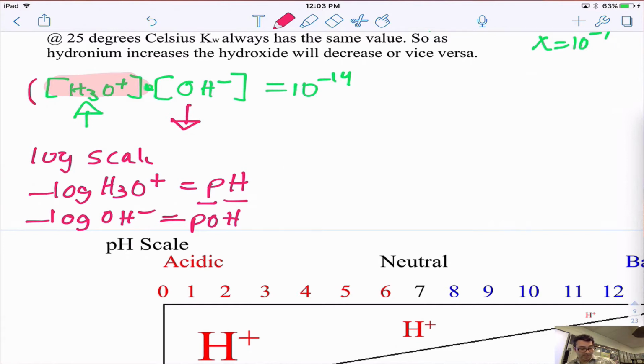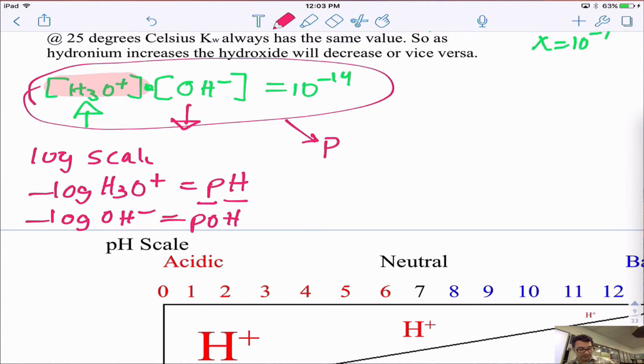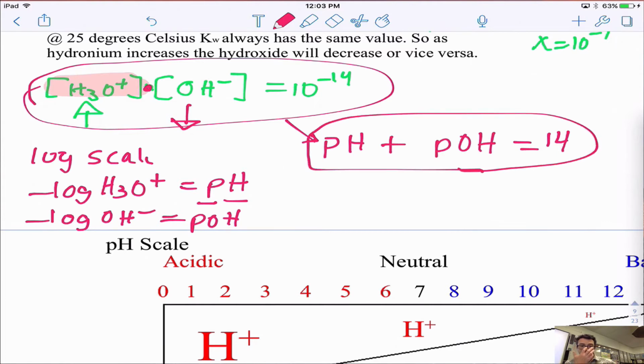So if I go through with my formula right here, if I take the negative log of the H3O plus, I'll get pH. If I do the negative log of the OH minus, I'll get pOH. I'm multiplying them, so when I multiply logs, I add them. And if I take the negative log of 10 to the negative 14th, I will get 14. This is why the pH scale is governed by that number 14. And so what I end up having is these two equations that I circled playing off one another.